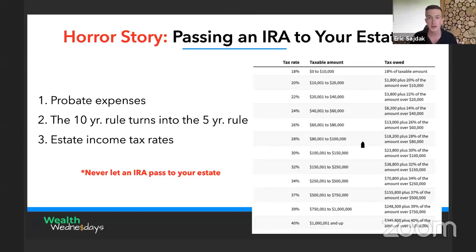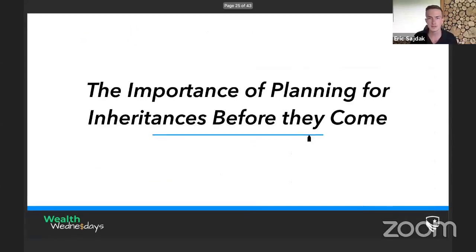And then we touched on never passing your IRA to your estate, depending on your will to distribute it how you want. Okay, why? Well, you're going to be subject to the 5-year rule, so you get half the amount of time. There's probate expenses. There's potentially estate income taxes as well. So you definitely do not want to pass an IRA to your estate.